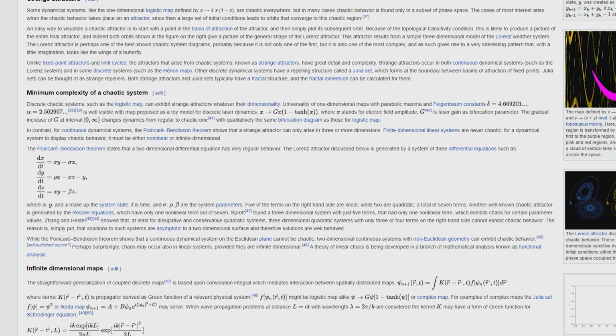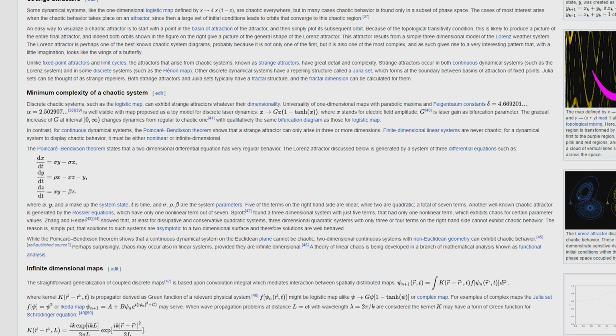Julia sets can be thought of as strange repellers. Both strange attractors and Julia sets typically have a fractal structure, and the fractal dimension can be calculated for them. Minimum complexity of a chaotic system.